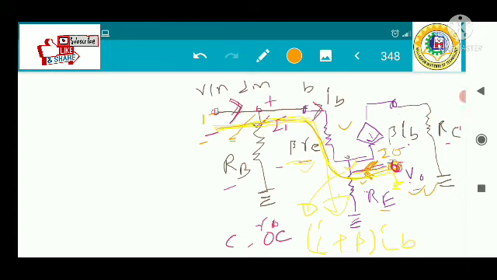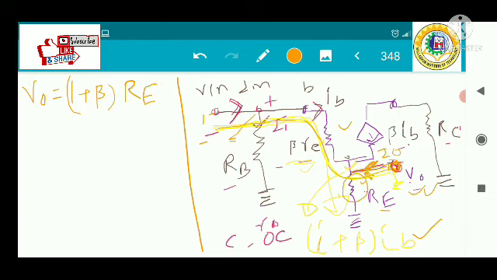So the expression for V0 will be nothing but 1 plus beta. I'm just going to first write down the expression for V0. V0 will be, the current flowing through is 1 plus beta into IB, and the resistance is RE. So 1 plus beta into RE. This is the expression for V0.